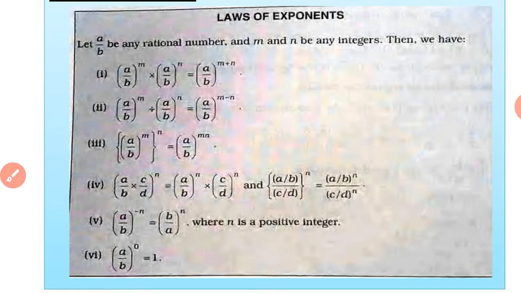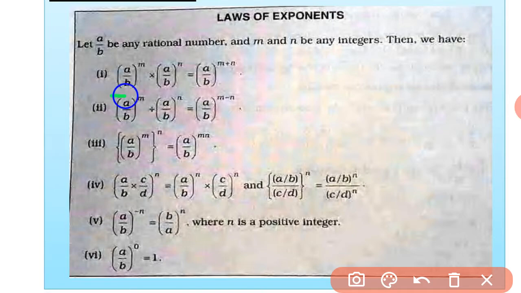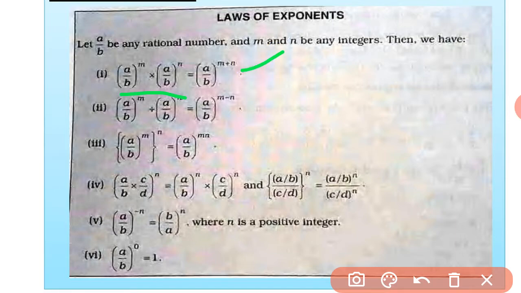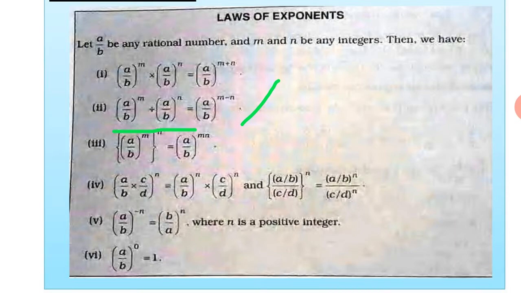That means when we multiply and the same base is there, here a/b is the base, and the powers are different, here power is m and here power is n, so these powers will be added. So when multiplication is done, the powers will be added. Similarly, see its second part, (a/b)^m and (a/b)^n, but it is divided. So when divided, the power will be subtracted: (a/b)^(m−n).